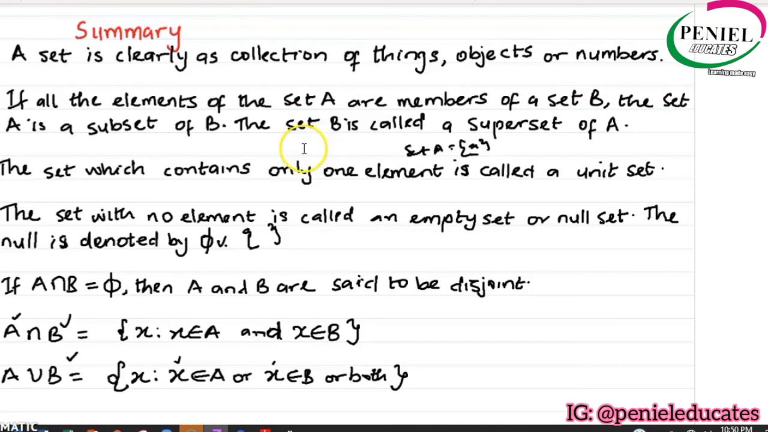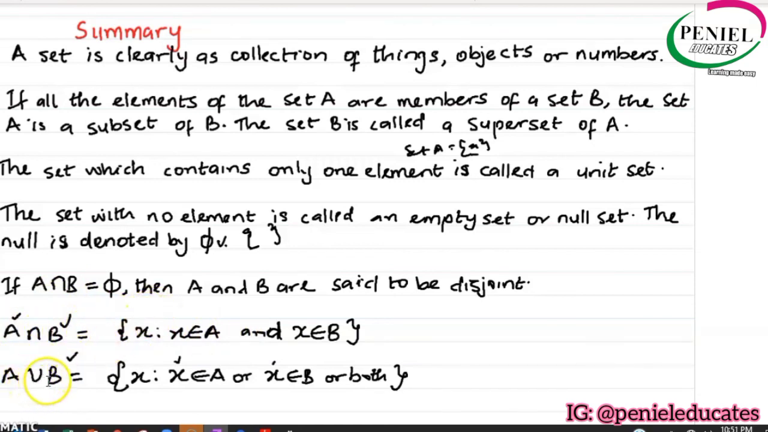We also looked at the set which contains only one element, and we said that is called a unit set, and the set without any element is called an empty set or null set. We also say that if A intersect B is empty, then A and B are said to be disjoint. That means they don't have anything in common. So A intersect B: if X is an element of A, X is also an element of B. So that means they have similar elements.